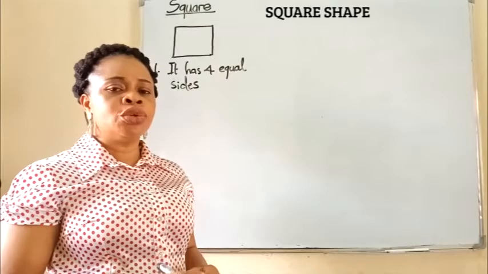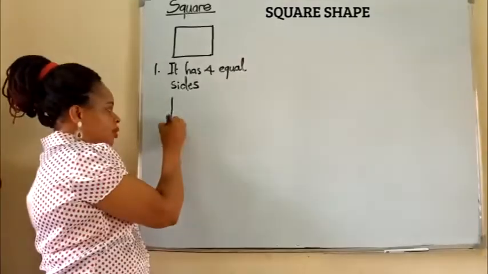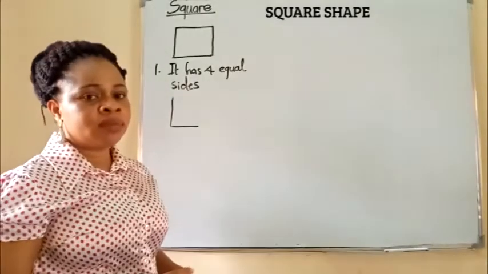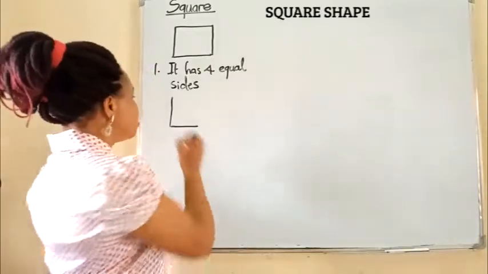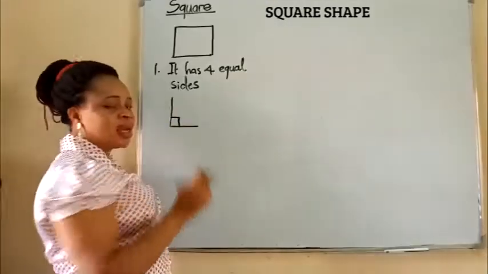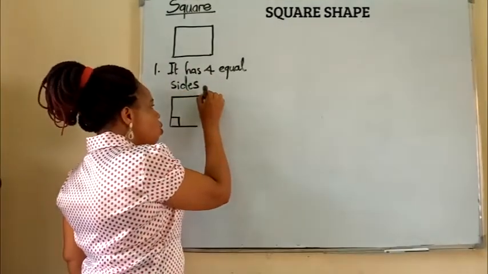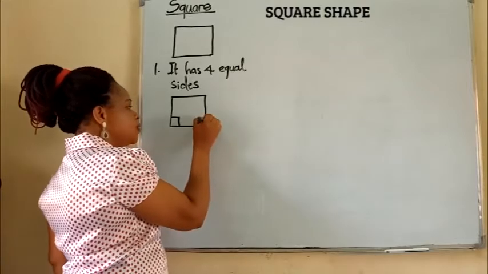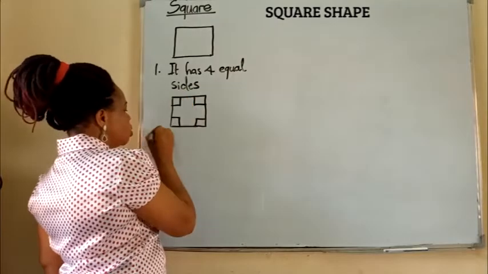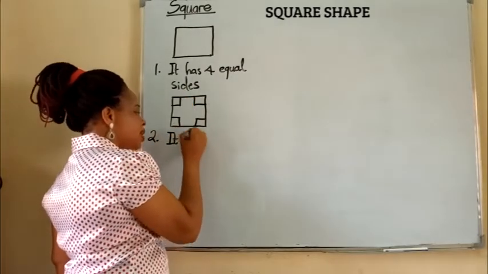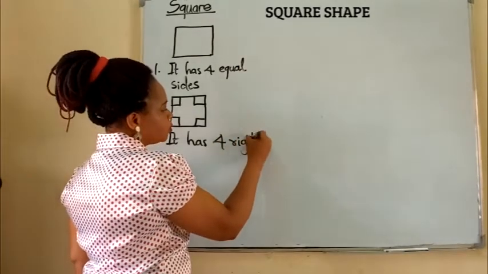Another thing that we should know about a square is there is a vertical line and a horizontal line. And whenever a vertical line and a horizontal line meet, it forms an angle called a right angle. So a square of 4 equal sides is forming 4 right angles. So for number 2, we see it has 4 right angles.